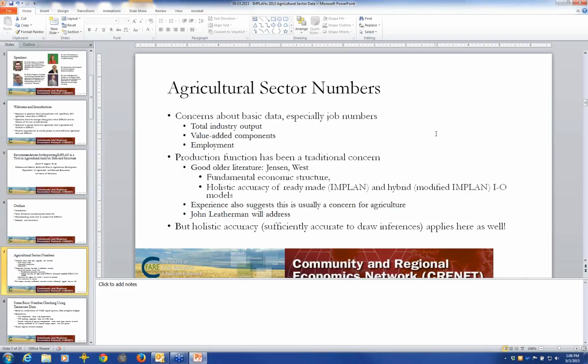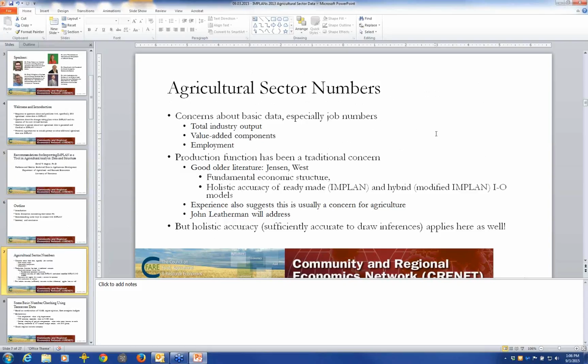Well, as most of you know, in terms of your ag sector numbers, there have been concerns about the basic data, especially the job numbers. But when we're talking about total industry output, the various value-added components such as employee compensation, proprietor's income, other property income, and I guess I'm a dinosaur because I still use the term indirect business taxes, that whole category of taxes embedded in price is variable. And then, of course, employment.